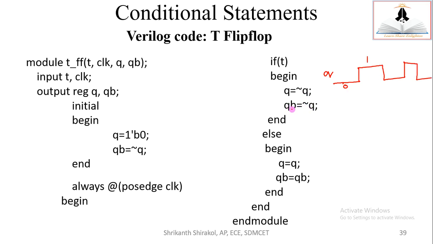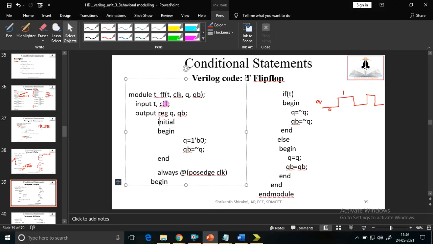And QB is the inverted version of Q. No need to change it; retain it as it is in your D flip flop. Else begin, Q is equal to Q, if T is not equal to 1. QB is equal to QB, because toggling should not happen. So it should continue in the same state. So let us take this code into the Xilinx environment.